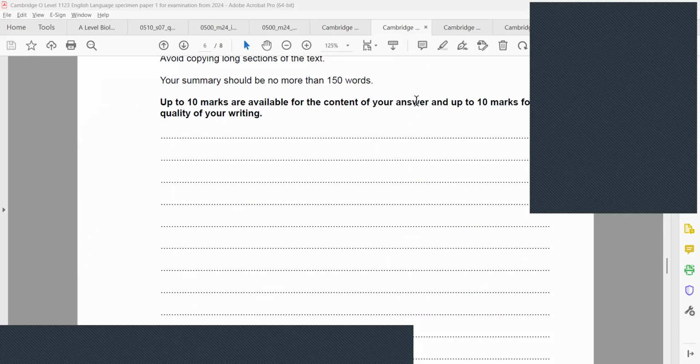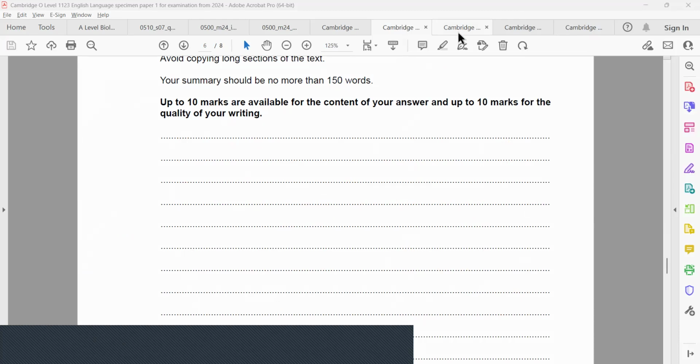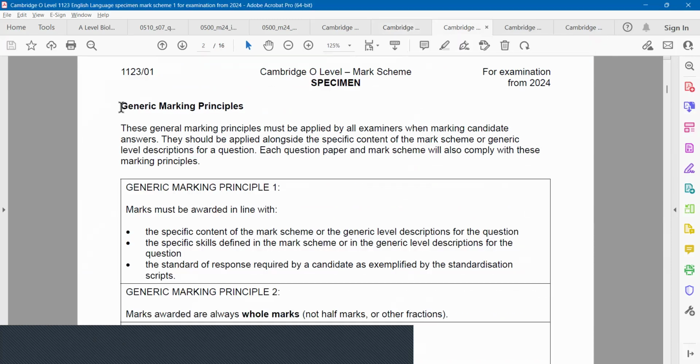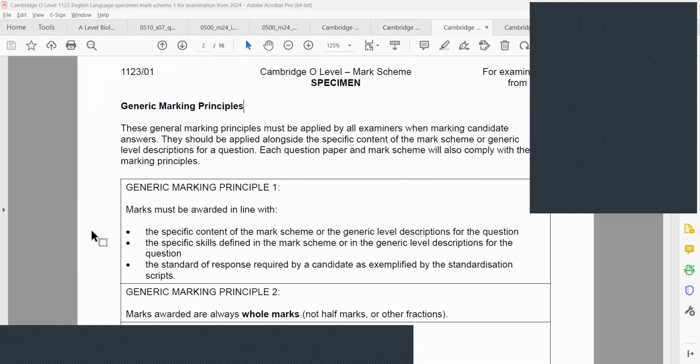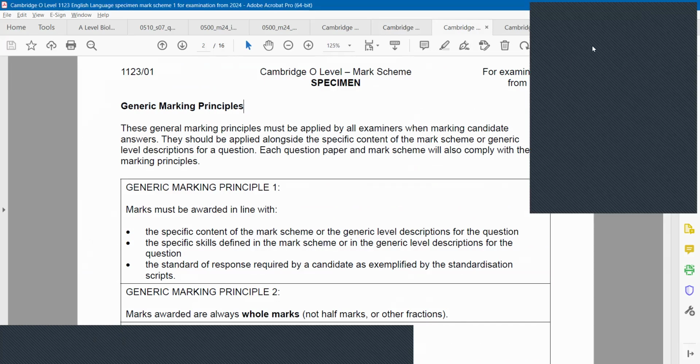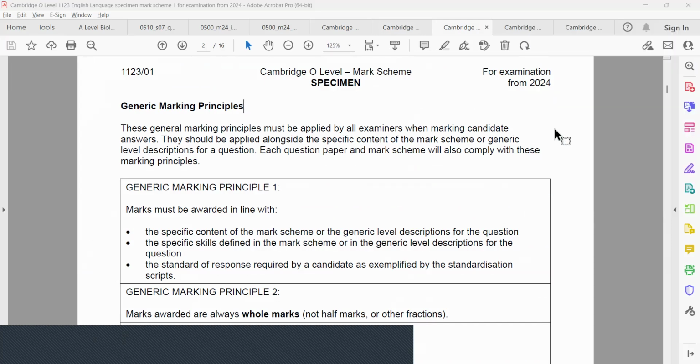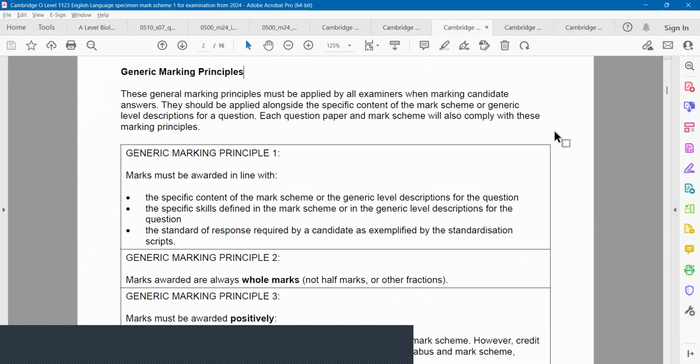Moving on, what I want to do, before moving to the writing paper, is share the mark scheme. Can you see this PDF, the general marking principles? Can you see that? So the marking scheme is available online, right? It's not a hidden document.